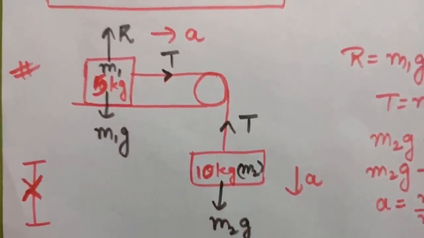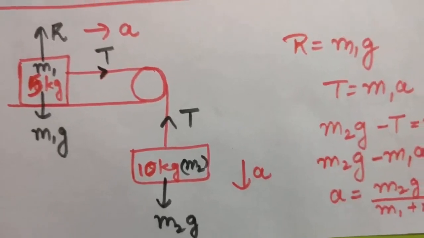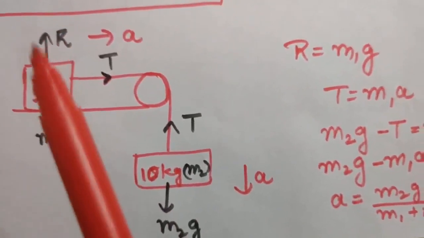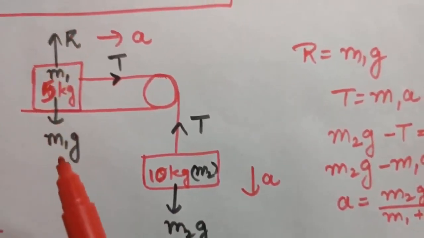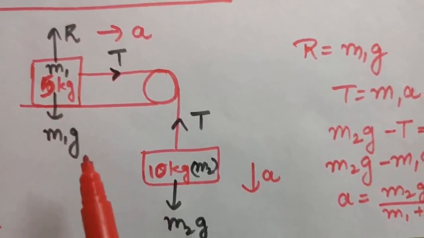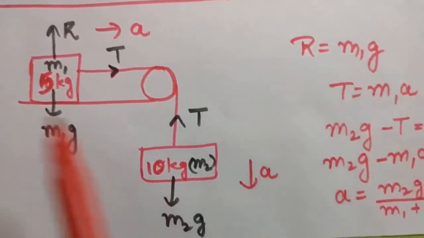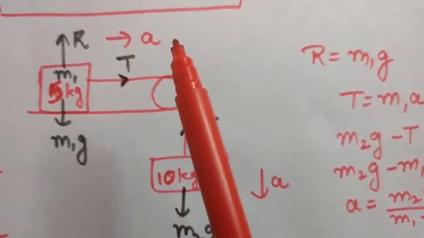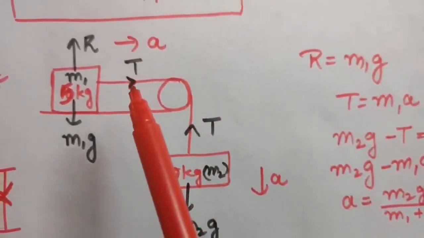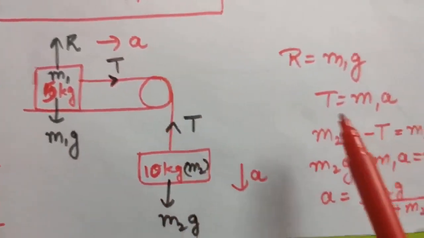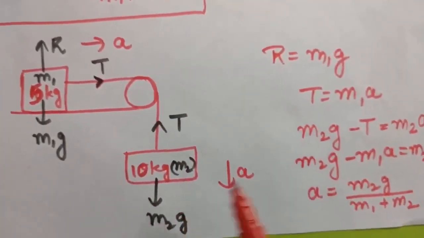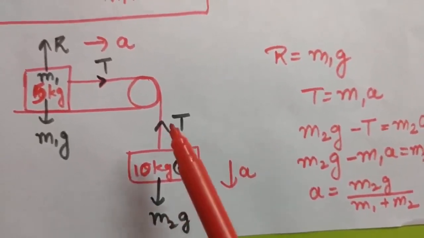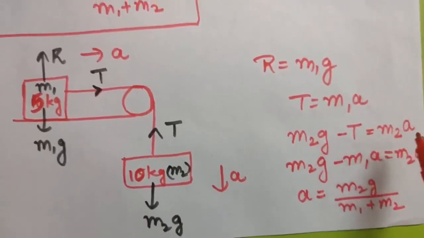Okay, so now if you make the equations, for this, as I told you, only y direction forces will be taken. If I am writing the equation in y direction, R will be equal to m1g. Now if you are forming the equation in x direction, it is moving in this direction, so the force in this direction will be taken as positive. So tension T will be equal to m1a. Now for this one, it is moving in downward direction, so this will be positive. So the equation will be m2g minus T is equal to m2a.